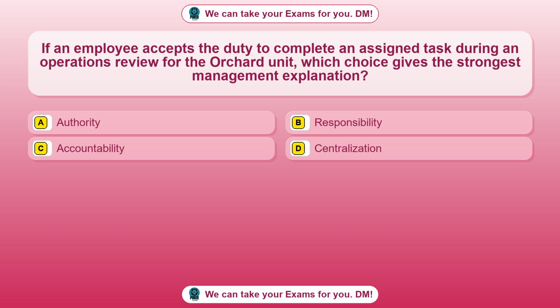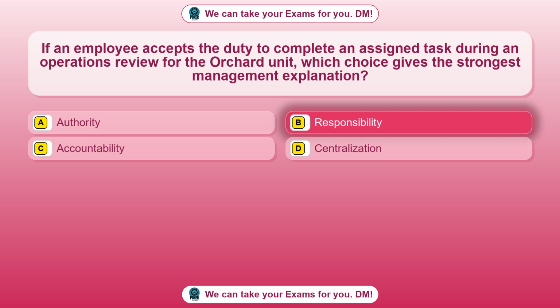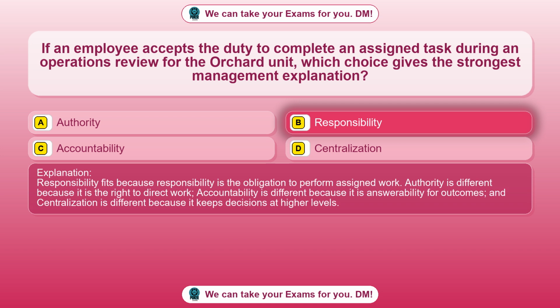Option B, responsibility. Option C, accountability. Option D, centralization. The correct answer is option B, responsibility. Responsibility fits because responsibility is the obligation to perform assigned work. Authority is different because it is the right to direct work. Accountability is different because it is answerability for outcomes, and centralization is different because it keeps decisions at higher levels.